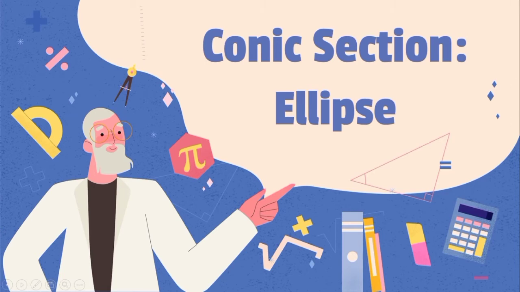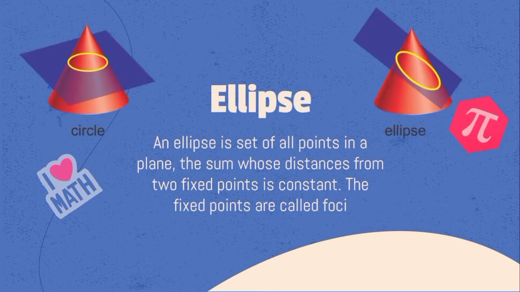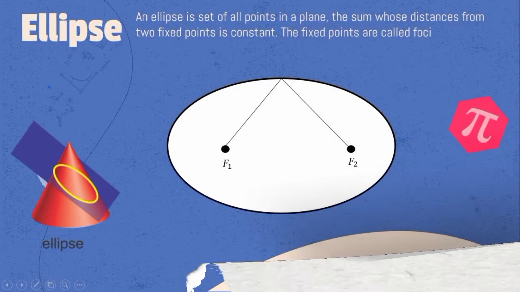Today, we will discuss the third conic section, which is ellipse. Ellipse is a set of all points in a plane, the sum whose distances from two fixed points is constant. The fixed points are called foci. Do you know that ellipse is like a flattened circle? But actually, circle is a type of ellipse. We will know why later on.